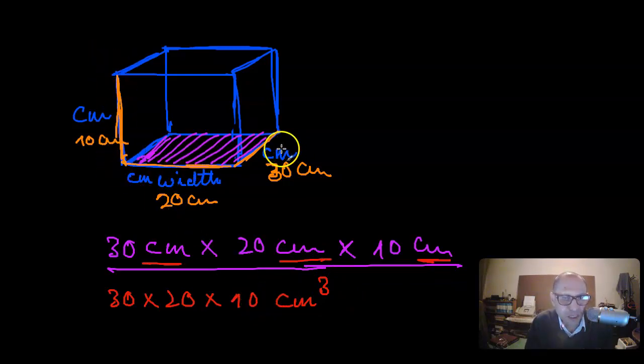Of course, you can measure the same lengths in meters, for example, and then the unit would be cubic meter. Meter times meter times meter would be cubic meter. You could measure in kilometer, and then that would be a probably very large cube or cuboid. And then the unit would be kilometer times kilometer times kilometer, which would be cubic kilometer, which of course is not very usual.